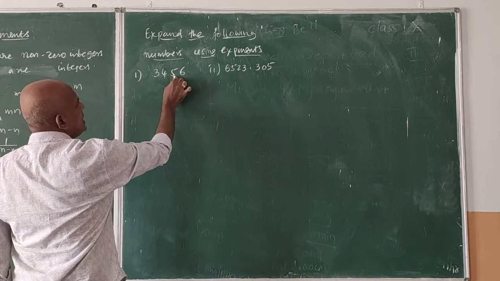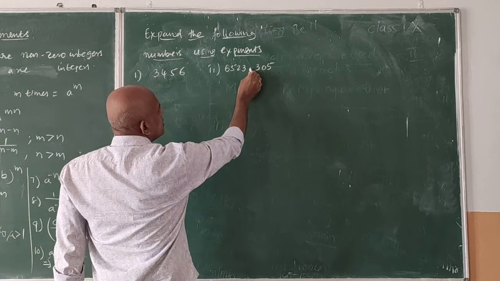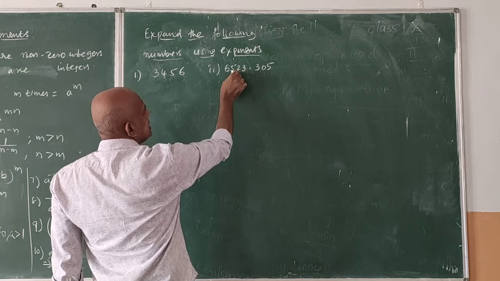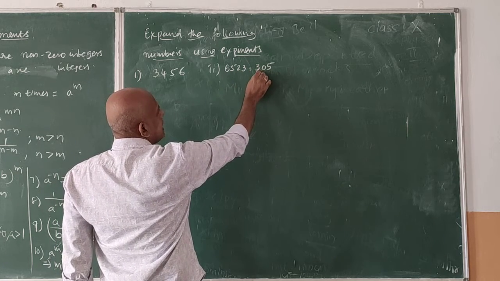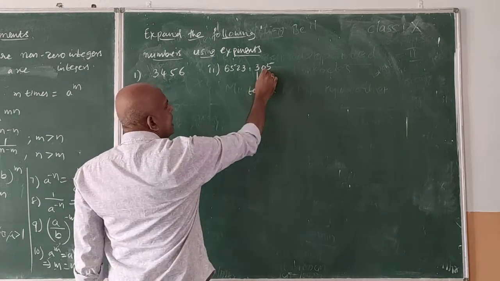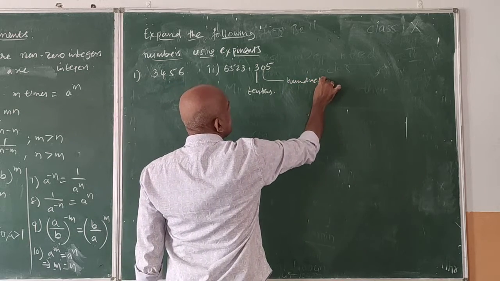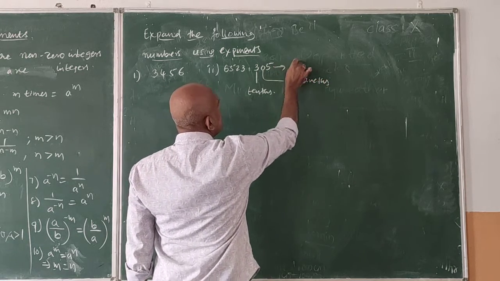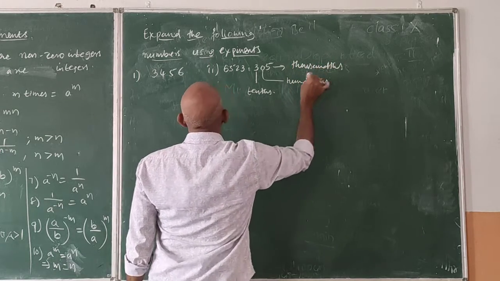Units are ones, tens, hundreds, thousands. But when it comes to the decimals, before the decimal point we have ones, tens, hundreds, thousands. After the decimal point, this is called tenths. This is called hundredths. Place value, hundredths. And this is called thousandths. This one you already know.